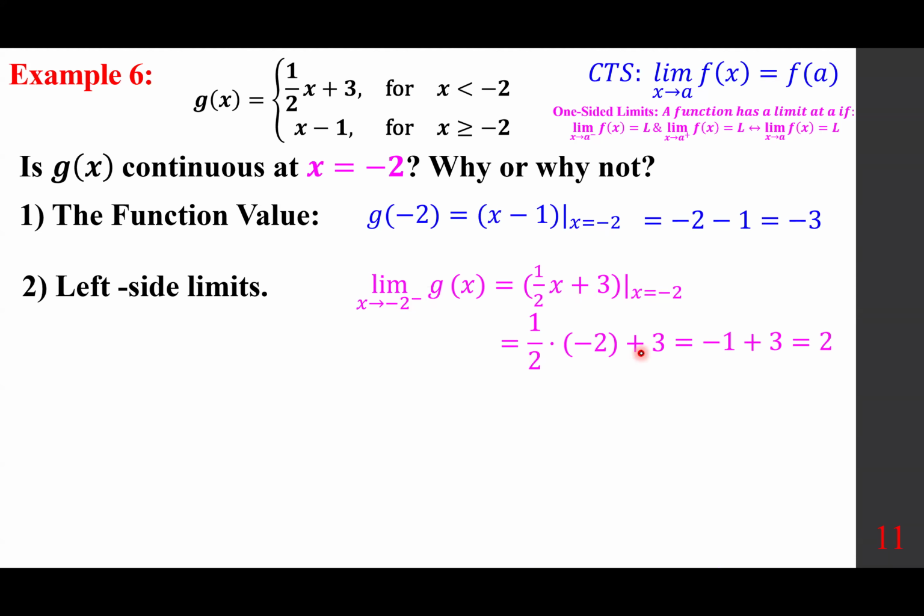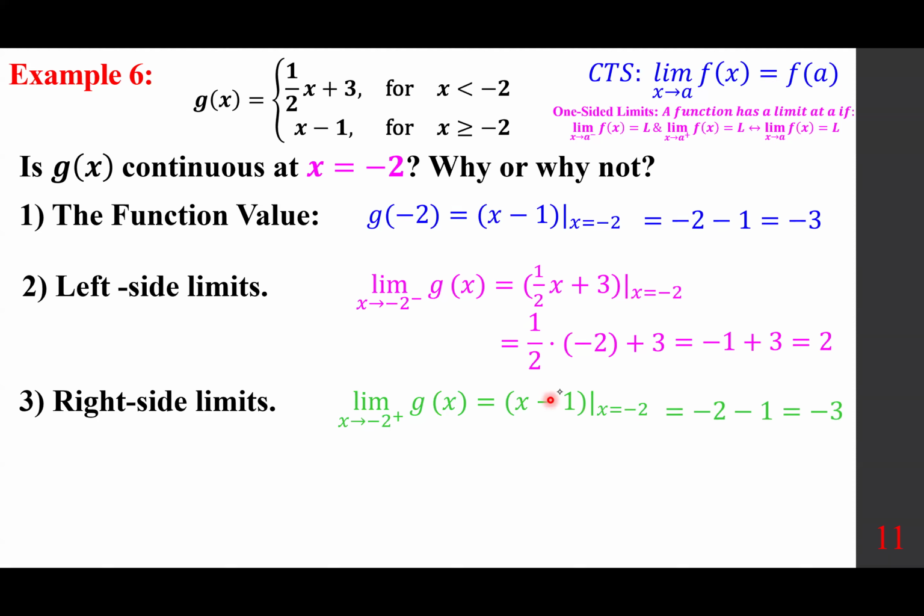We also look at the right side. The right side is greater than, so we're going to use the second piece and write the limit of g of x as x approaches -2 from the right, which is to evaluate x minus 1 such that x is -2. Plug in and you get -3.